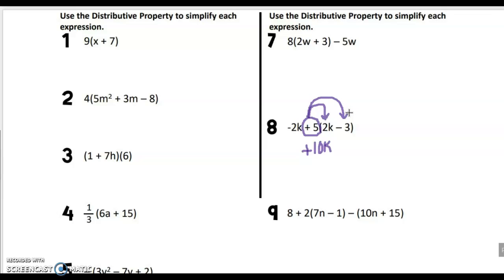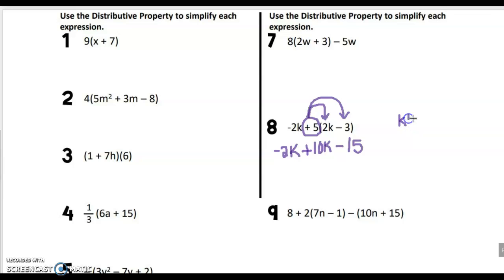I know what you're saying, but that's subtraction. Well, subtraction and negatives are the same thing. So a positive times a negative is a negative, and 5 times 3 is 15. Now notice I have a negative 2k out here. I didn't do anything with that term, so I'm going to go ahead and bring it down.